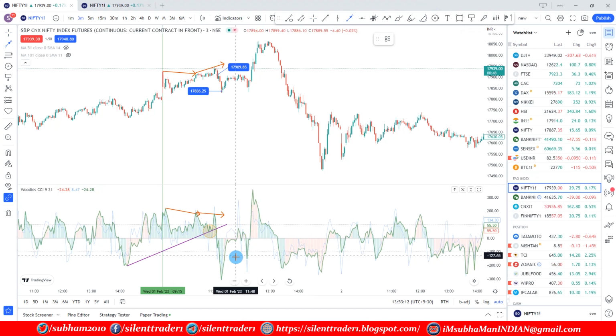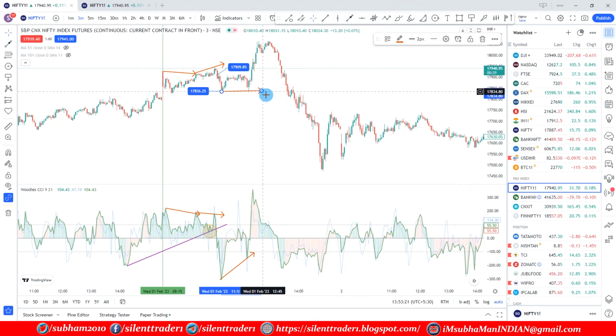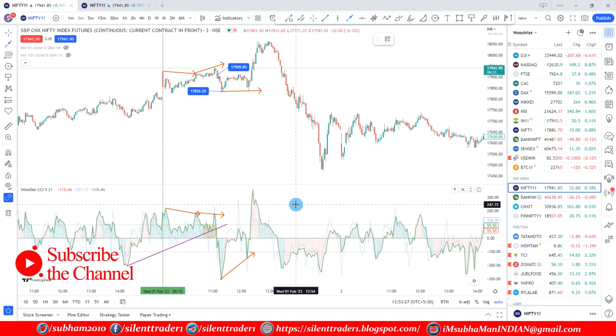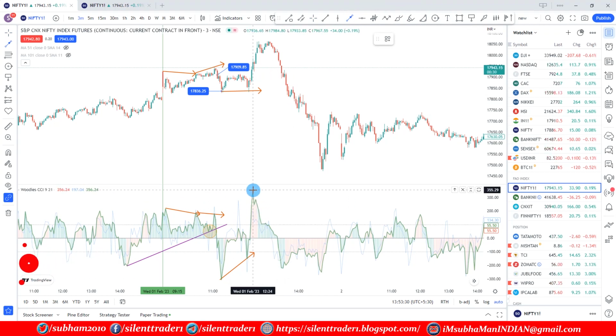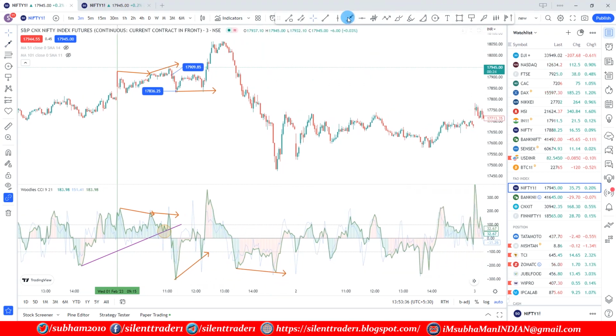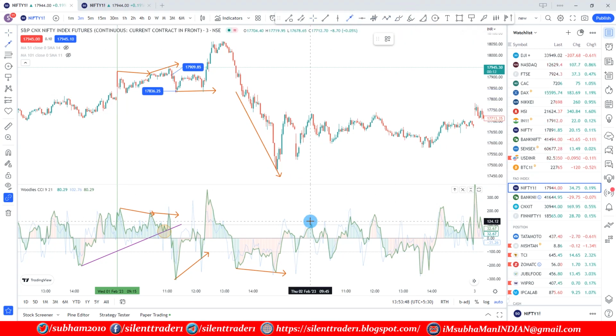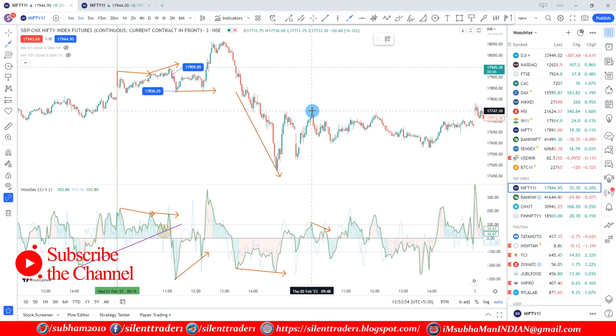Next, CCI positive trend, price also same trend. Next, CCI downtrend, price also downtrend. Next one, CCI downtrend, price also downtrend.